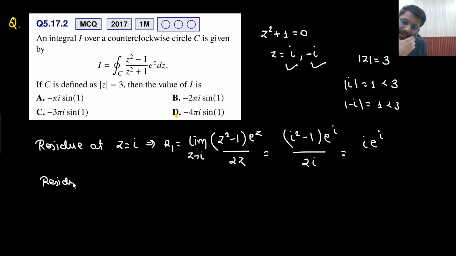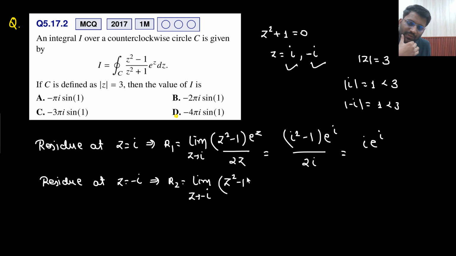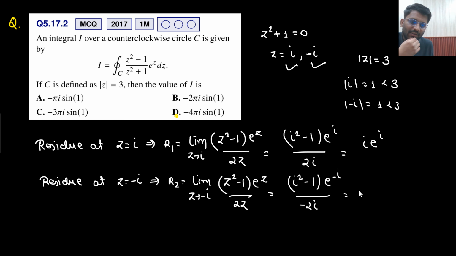Residue at z equals minus iota, what would that be? Limit z tending to minus iota of (z square minus 1) e^z divided by 2z. So here if you put minus iota, it becomes iota square minus 1, e to the power minus iota, divided by minus 2 iota. So the answer: this becomes -2, minus iota goes upward, e to the power minus iota. This is the scenario that you are getting.